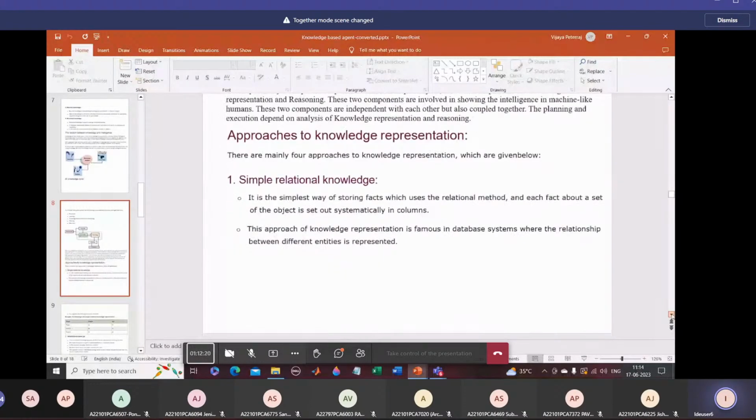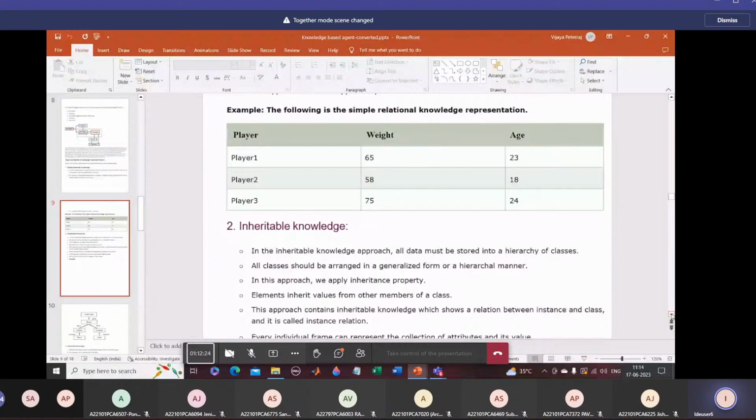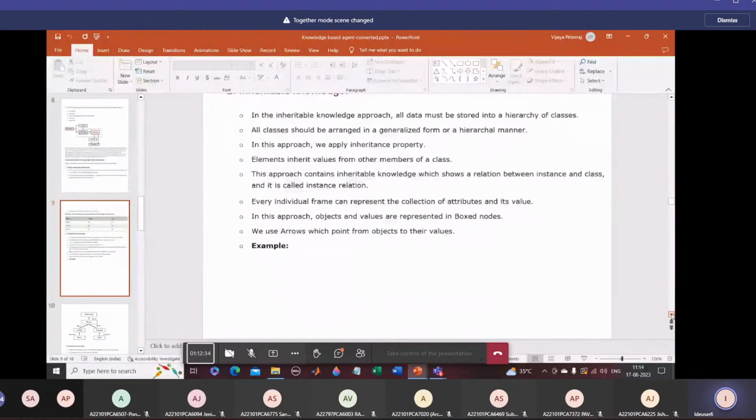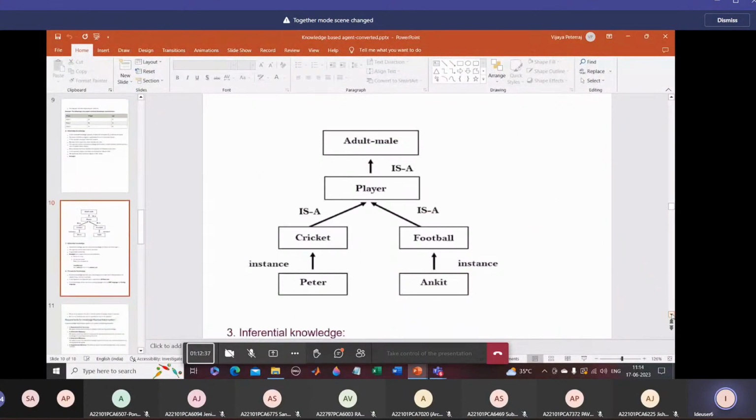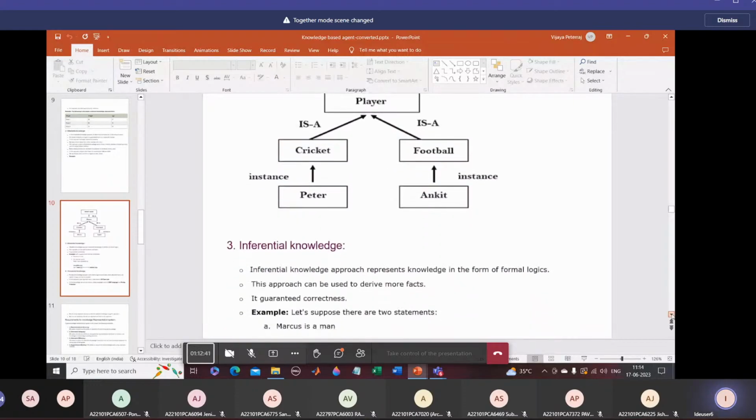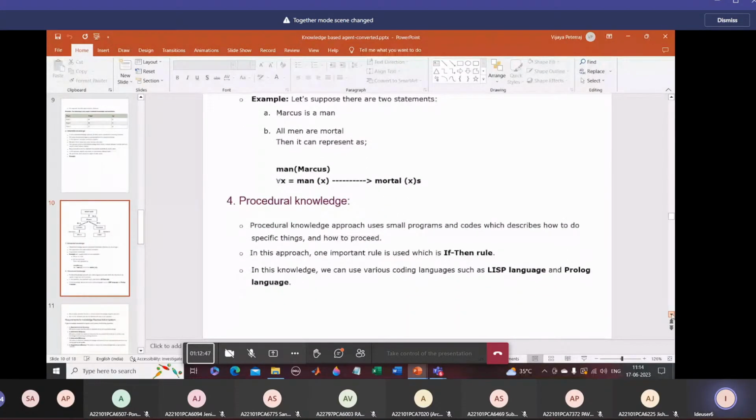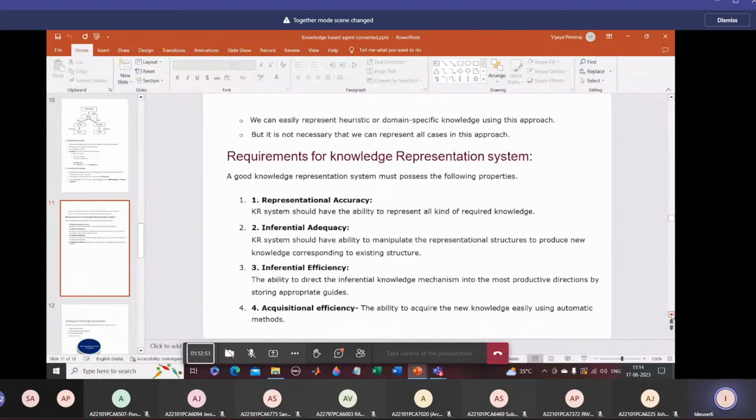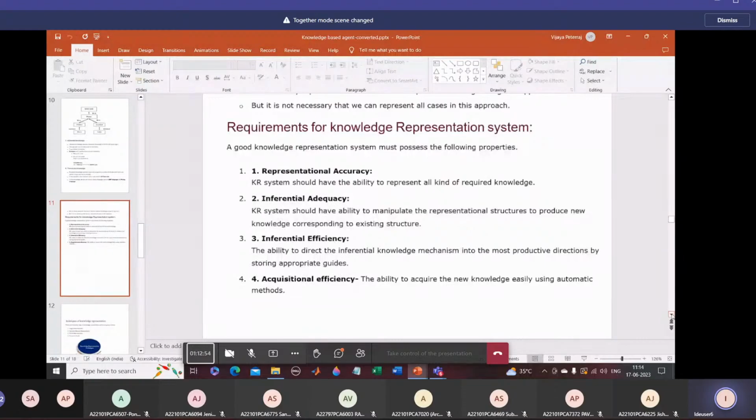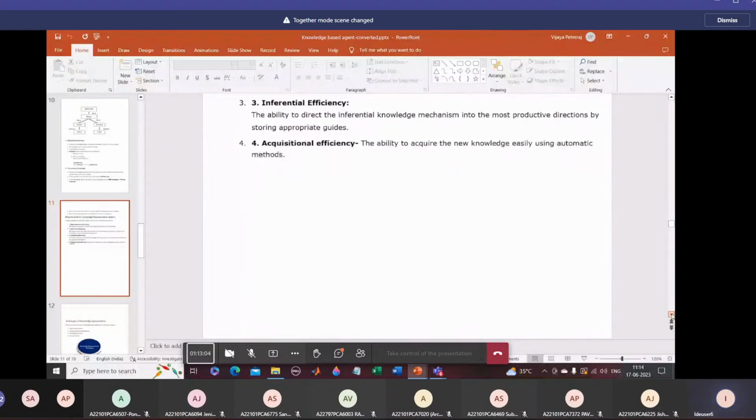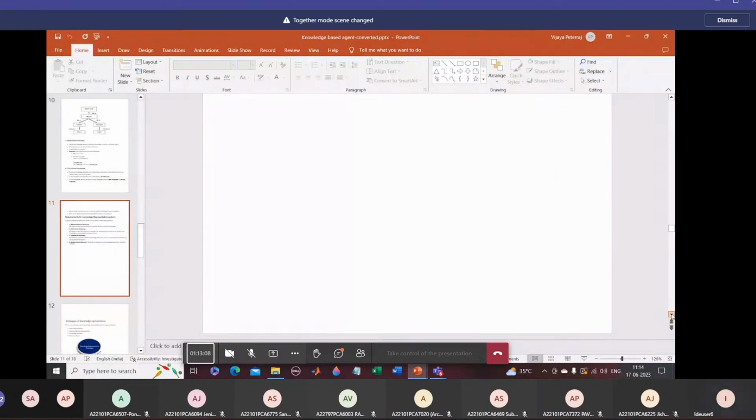One is simple relational knowledge, then inheritable knowledge, which is already existing. Relational knowledge is where some values are given, and based on that you can take action. Inheritable knowledge is already existing, and from that you can make use of it. The next one is inferential knowledge, in the form of some logics. Then we have procedural knowledge, like small programs. And what are the requirements for a knowledge representation system? One is representational accuracy, inferential accuracy, then inferential adequacy and acquisitional efficiency. These are the requirements here. You can go through it, all the hints are given in it.